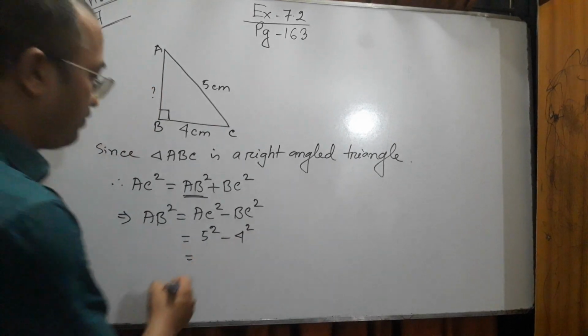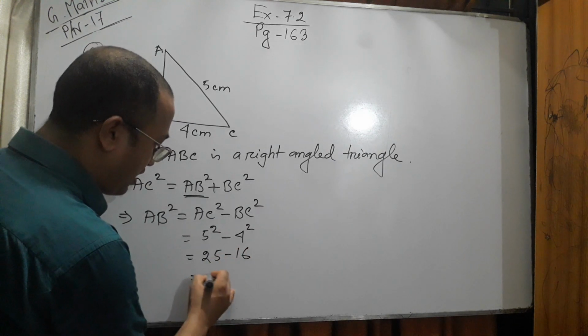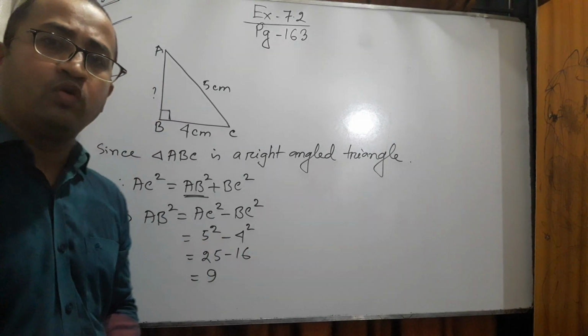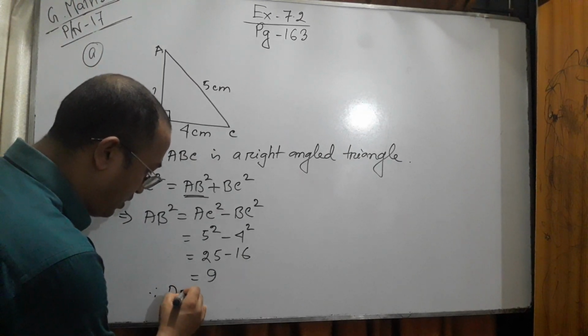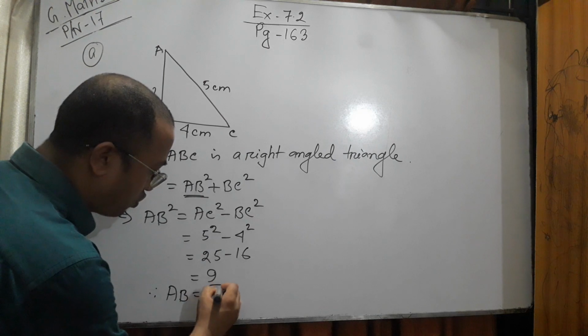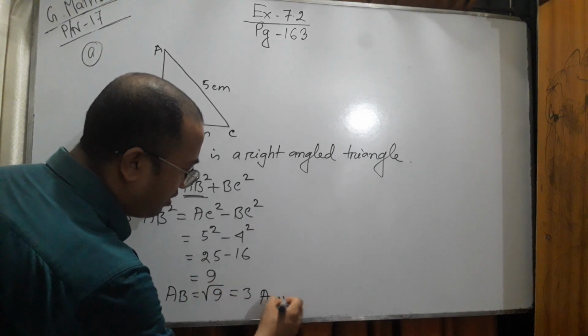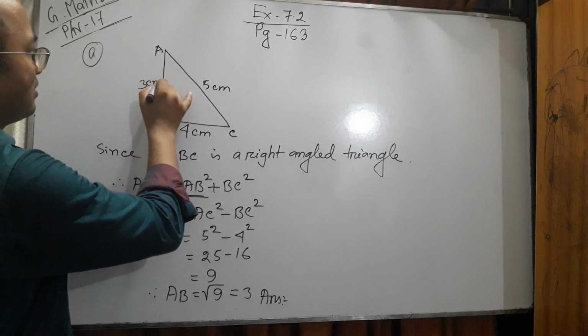Now put the value of AC, that is 5 square, and BC, 4 square. We know 5 square is 25, 4 square is 16, so the difference is 9. So AB square equals 9. So what will be the value of AB? Therefore AB equals root over 9 equals 3. This is the length of the other side, that is, 3 cm.